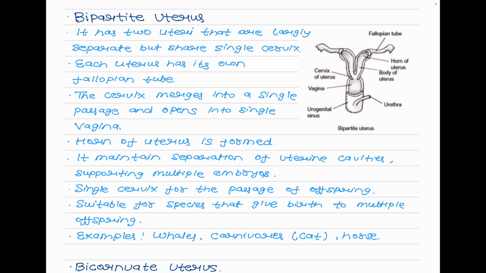This type offers a balance between structural separation and birthing efficiency. It helps reduce the risk of miscarriage due to overcrowding by partially separating embryos. And this type of uterus is seen in whales, horses, and some carnivores like cats.